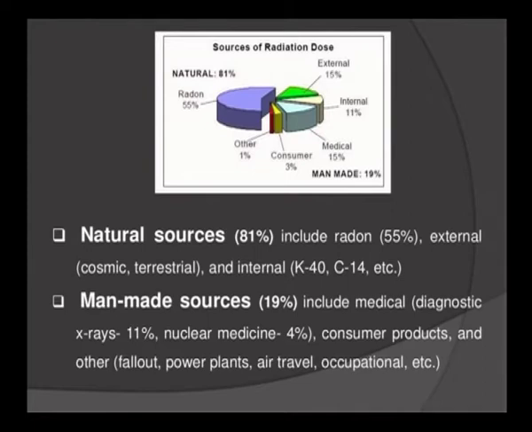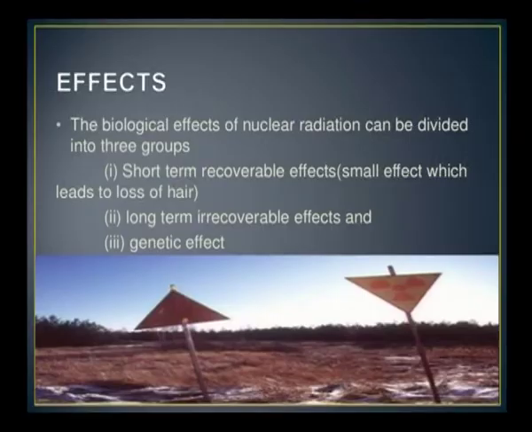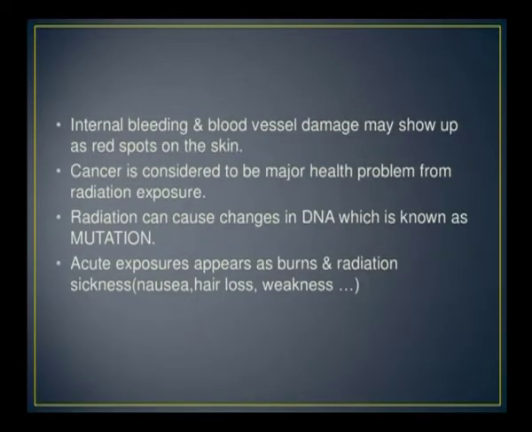Man-made sources encompass a mere 19%, but again that is on the increase steadily, which includes medical, that is diagnostic X-rays 11%, nuclear medicine 4%, consumer products and others, which includes fallouts, power plants, air travel, occupational, etc. Now, the effects of nuclear hazards can be divided into 3 groups: short term recoverable effects, small effects which lead to, like, loss of hair; long term irrecoverable effects; and finally genetic effects which get transferred even to future generations. Internal bleeding, blood vessel damage may show up as red spots on the skin.